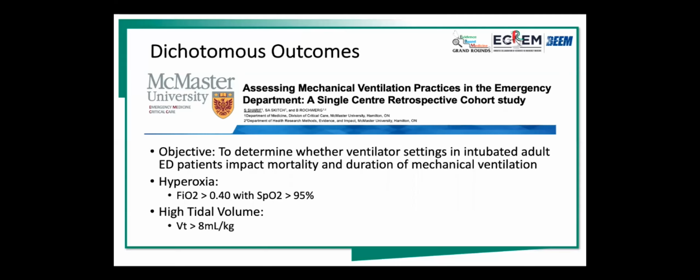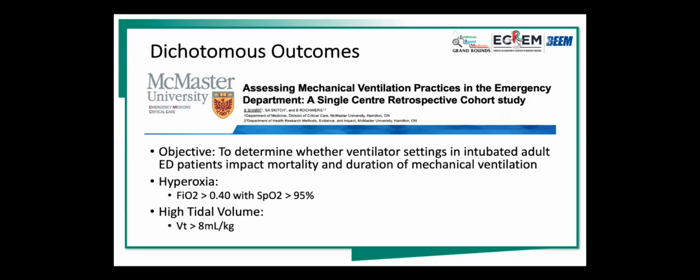For the dichotomous side of things, we're just going to talk about mortality for this part of the talk. We defined hyperoxia as being on a fraction of inspired oxygen of greater than 40%, with SATs greater than 95%, and a high tidal volume was defined as greater than 8 mL per kilogram. So what did we do?